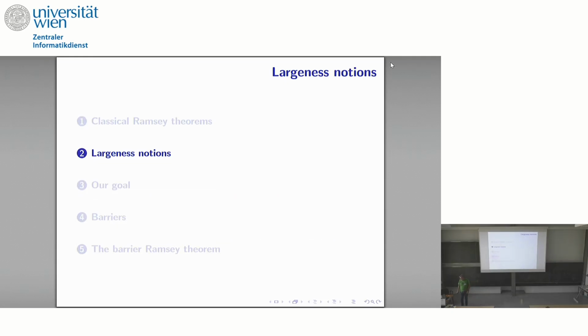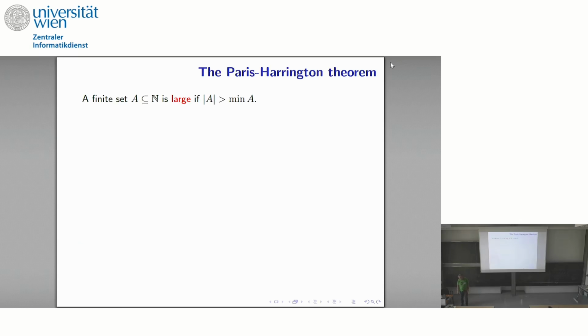All right, then comes largeness notations. This is a notion, well, I don't know if exactly it was introduced by Paris Harrington, but it was surely used by Paris Harrington in a very important result. A finite set is large if it has at least one more element than its minimum element. You could also say greater than or equal, but then you run into trouble with zero, so let's do at least one more. And this is the notion of a large set.